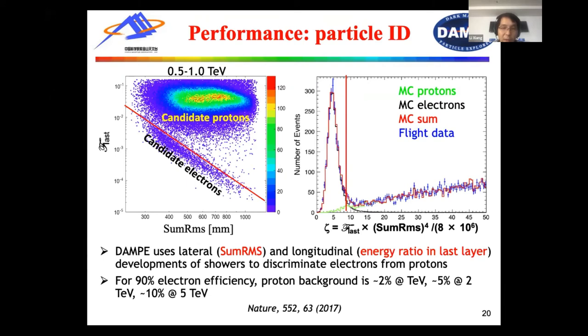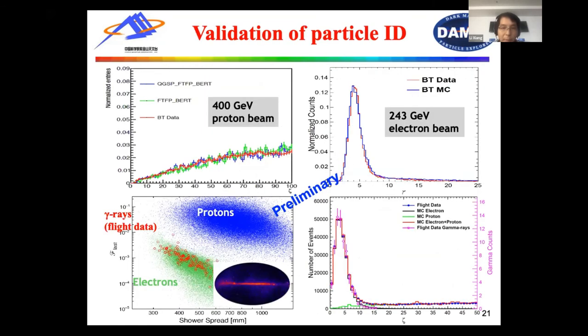The particle identification is another advantage for DAMPE. It uses lateral and longitudinal properties in the calorimeter to distinguish the showers from leptons and hadrons. For a 90% electron efficiency, the proton background can reach a 2% level at TeV. And we also use the beam test data and the on-orbit gamma ray data to validate the electron-proton separation method.